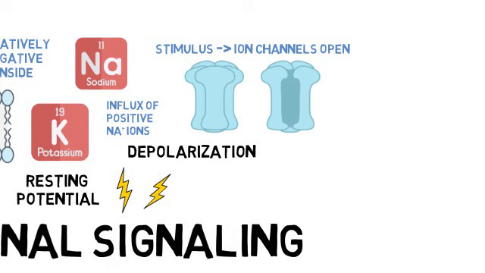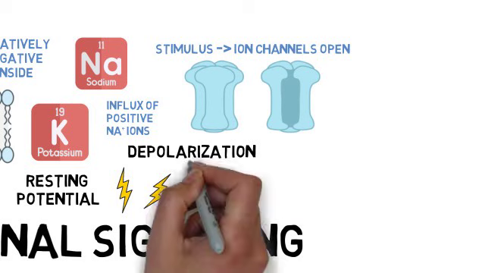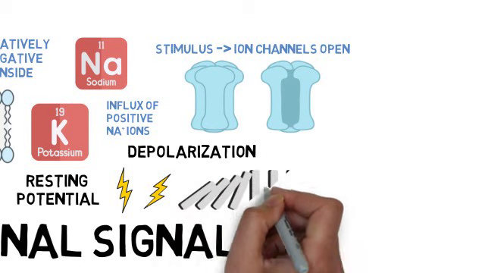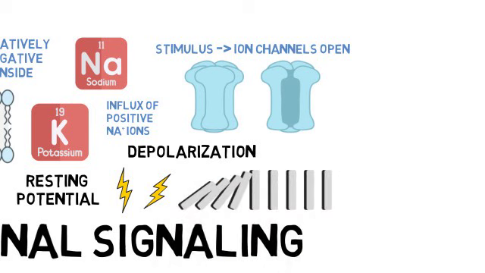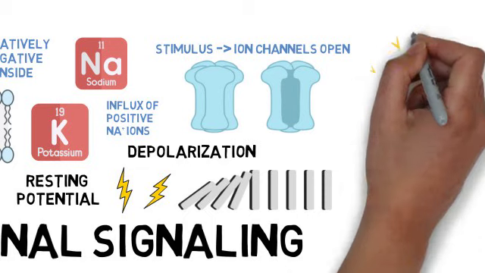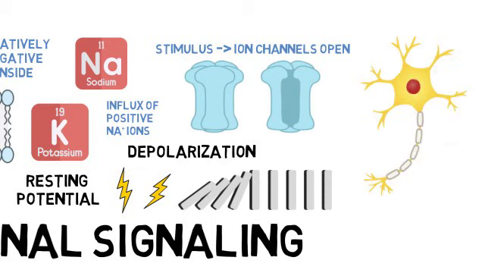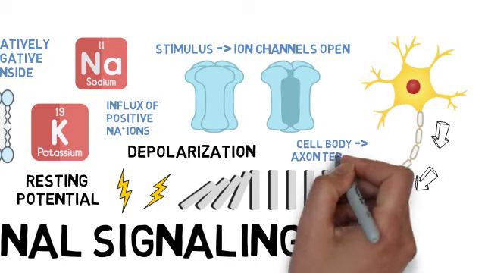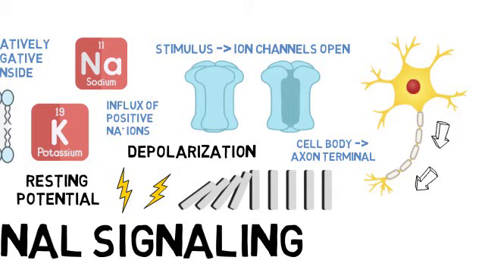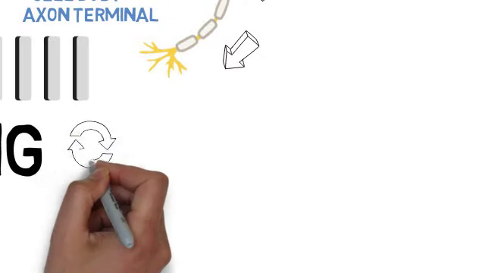During an action potential, a wave of depolarization travels down the axon. It's like a domino effect. Once it starts, it can't be stopped. The action potential moves rapidly, ensuring that the message gets sent quickly from the neuron's cell body to the axon terminal. After the action potential passes, the neuron needs to reset.